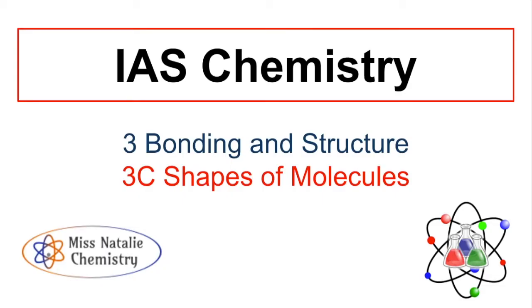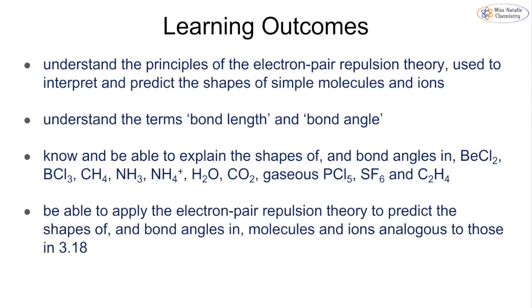In this video, we're going to be looking at topic 3C, shapes of molecules, and this is part of the IAS chemistry course from Edexcel. So we're going to be looking at the principles of electron-pair repulsion theory. We'll be looking at bond length and bond angle, as well as specific examples of shapes and bond angles of compounds, and how we can use our knowledge of electron-pair repulsion theory to then predict the shape of similar sorts of compounds.